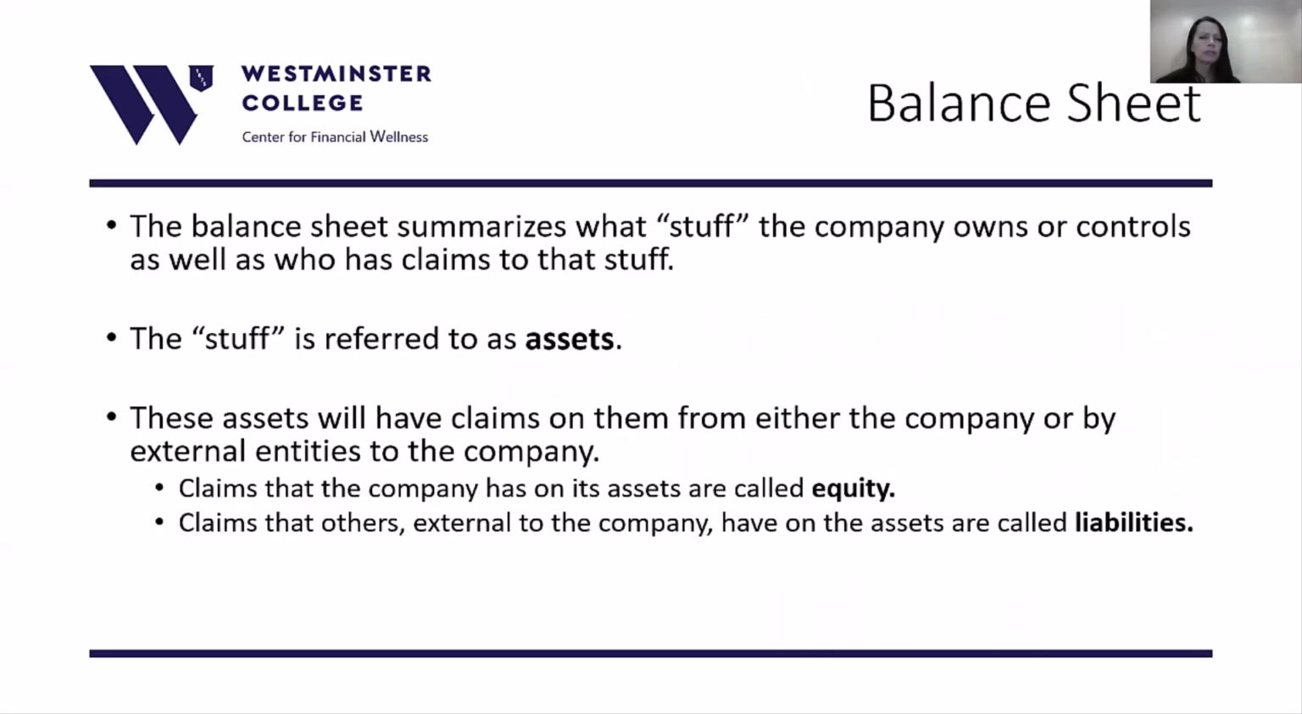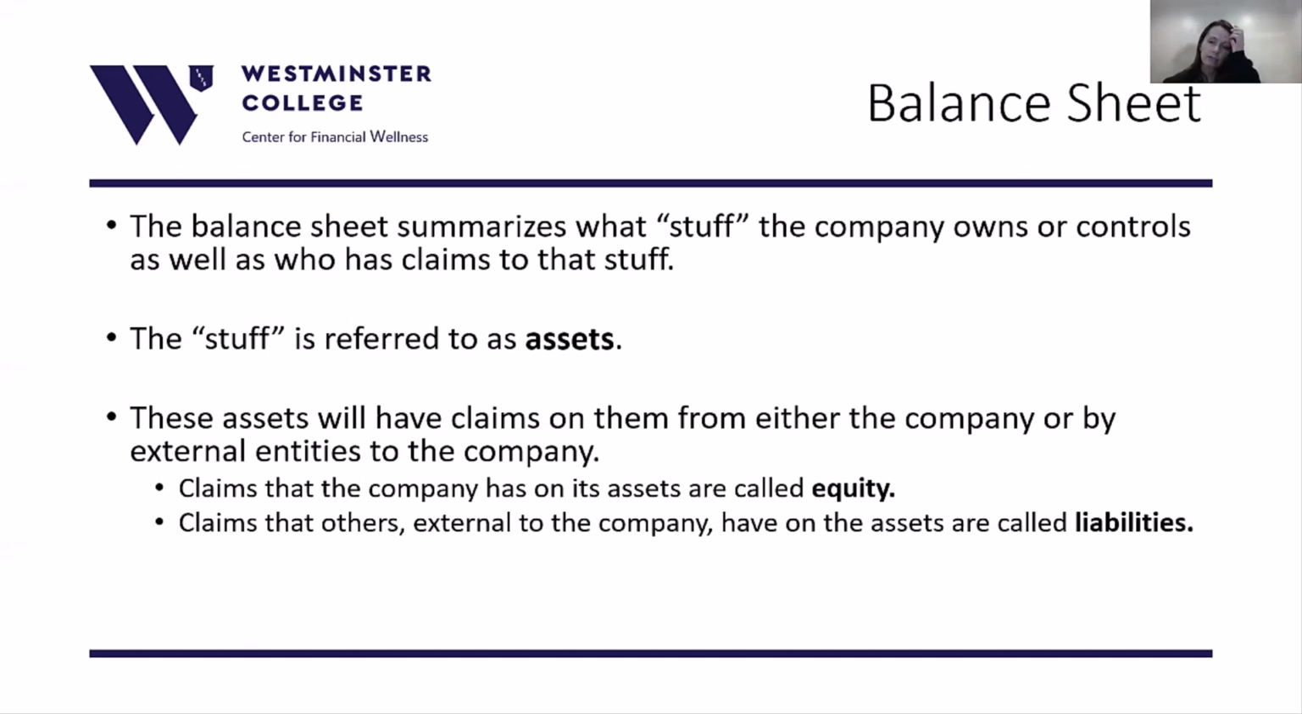Okay, the first one we'll start with is the balance sheet. The balance sheet summarizes the stuff, as I've said, that the company owns or controls, as well as displays who has claims to that stuff. The stuff that I'm talking about, we refer to it in accounting as assets. So assets are things like buildings, a truck, inventory, cash. Those would be assets.